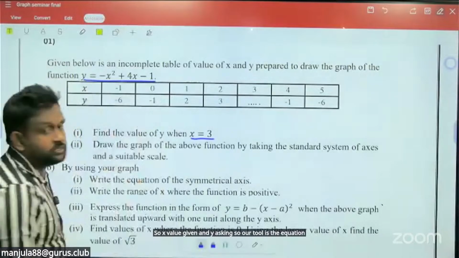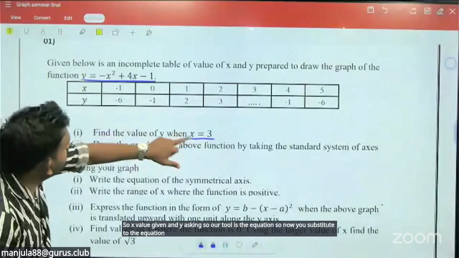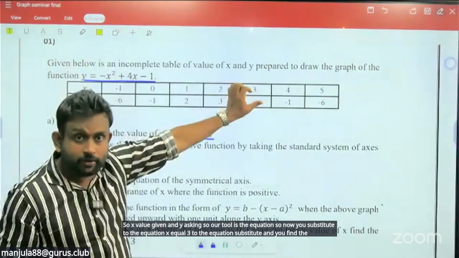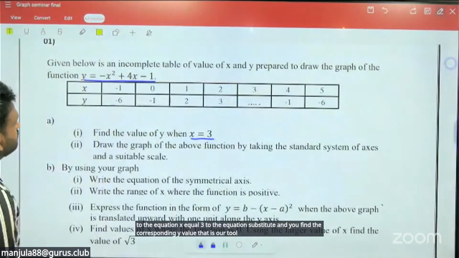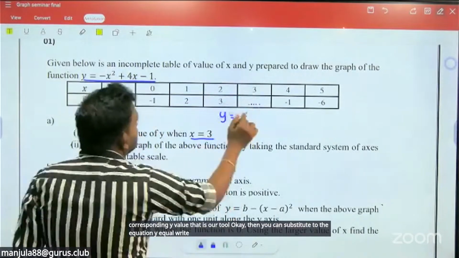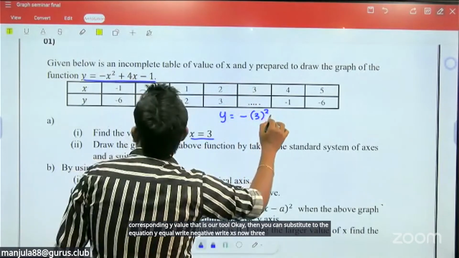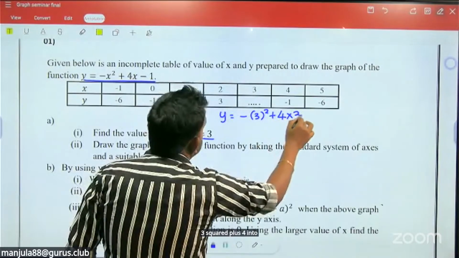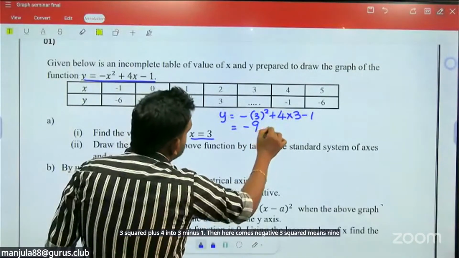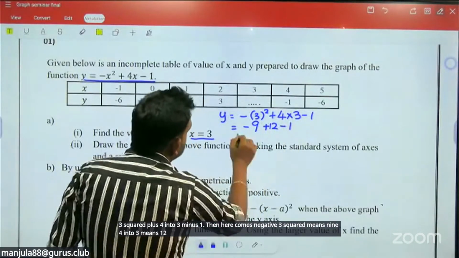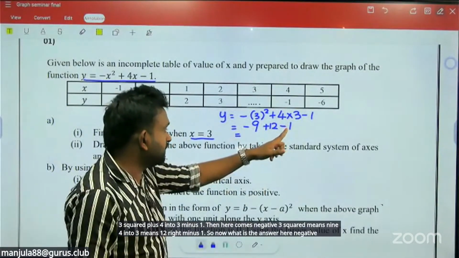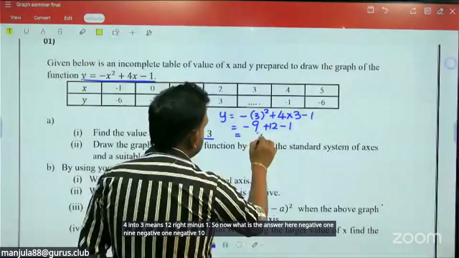So now you substitute into the equation, right? Substitute x equals 3 into the equation and you find the corresponding y value. That is our tool. Okay. Then y equals negative 3 squared plus 4 into 3 minus 1. Negative 3 squared means negative 9. 4 into 3 means 12, right? Minus 1. So now what is the answer here? Negative 9, negative 1, negative 10, plus 12 means plus 2.